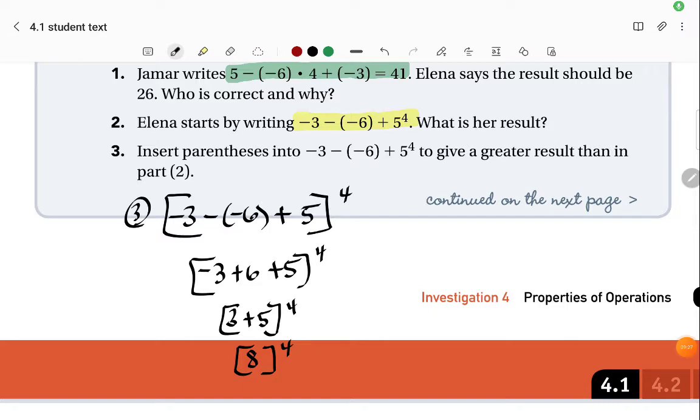So here what I did, there might be more than one answer, but what I did is I took all of this stuff in here, which when you simplify it down, it equals 8, and took it to the power of 4. So I just took parentheses, and parentheses and brackets are the same thing. I use brackets, you use parentheses, that's fine. But if you simplify all that, that's 8 to the 4th, and 8 to the 4th is actually larger than 5 to the 4th.